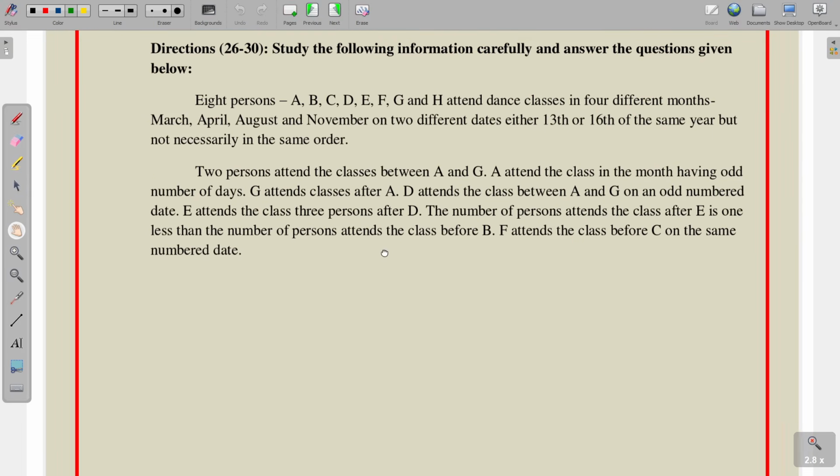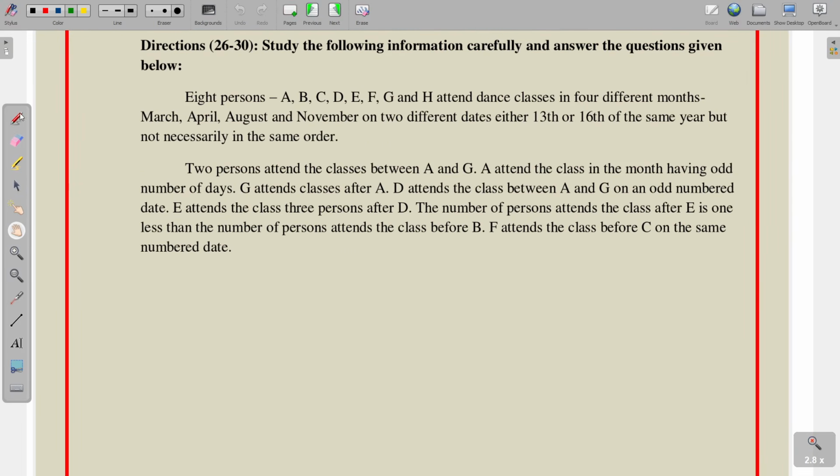Here we have one more puzzle. See, first one, what are the given conditions? Study the following information carefully and answer the given questions below. 8 persons A, B, C, D, E, F, G and H attend dance classes in 4 different months: March, April, August and November, on 2 different dates, either 13th or 16th of the same year, but not necessarily in the same order.